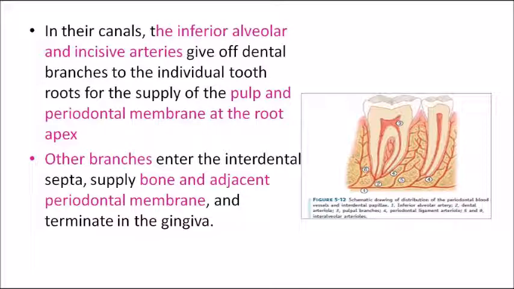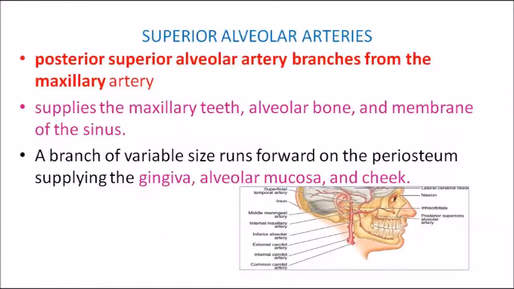So the inferior alveolar and incisive arteries directly supply the dentition, the premolars and molars by the inferior alveolar and the anterior teeth by the incisive artery. They give dental branches which directly supply the pulp and the periodontal membrane at the root apex. Other than these dental branches, the other branches which supply the interdental septa, the surrounding bone and the periodontal ligament are also provided by the inferior alveolar and incisive arteries. So we have seen how the inferior alveolar artery, which is a branch of the internal maxillary artery, provides the vascular supply to the mandible and the dentition.